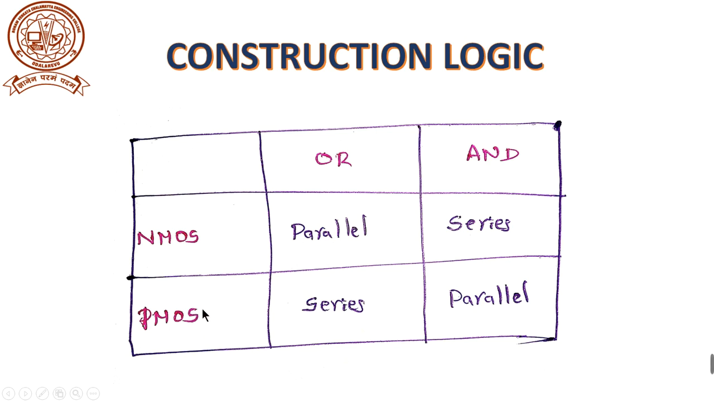And coming to the PMOS transistor logic, for the OR operation, simply the transistors are connected in series, and for the AND operation, they are connected in parallel.